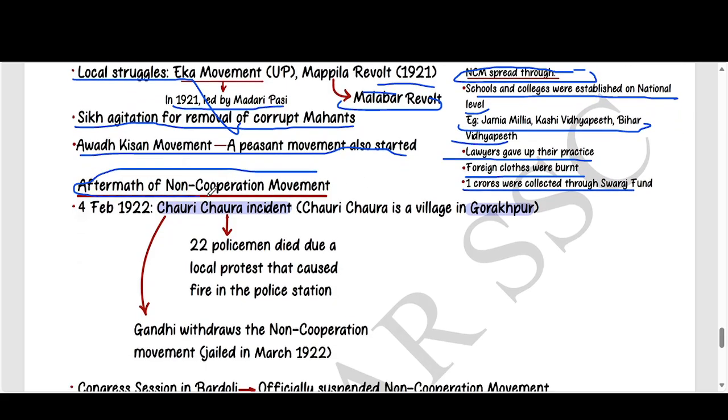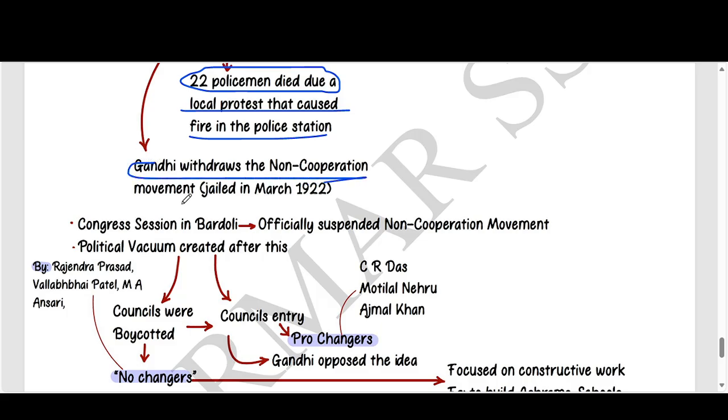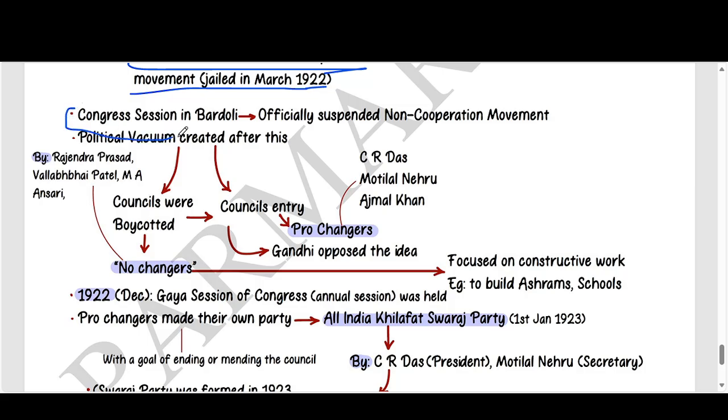Aftermath of the non-cooperation movement. In February 1922, the Chauri Chaura incident took place. Chauri Chaura is in Gorakhpur. Twenty-two policemen died when local protesters set fire to the police station. Gandhi withdrew the non-cooperation movement. He was jailed in March 1922. At the Congress session in Bardoli, the non-cooperation movement was suspended, and a political vacuum was created.